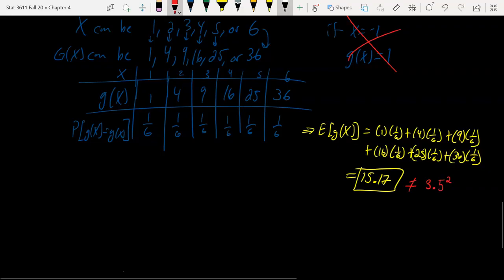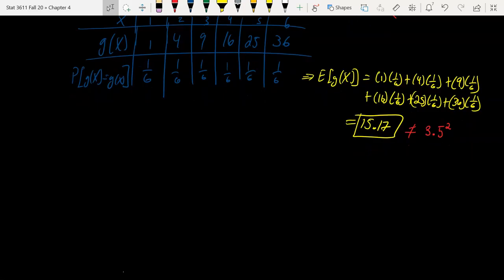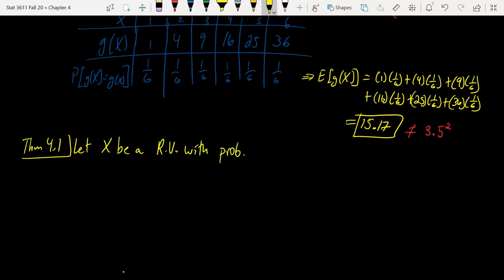All right. We can formalize what we did here, which is sort of necessary, sort of not necessary, I guess you could say. Theorem 4.1. Let capital X be a random variable with probability density or probability distribution.